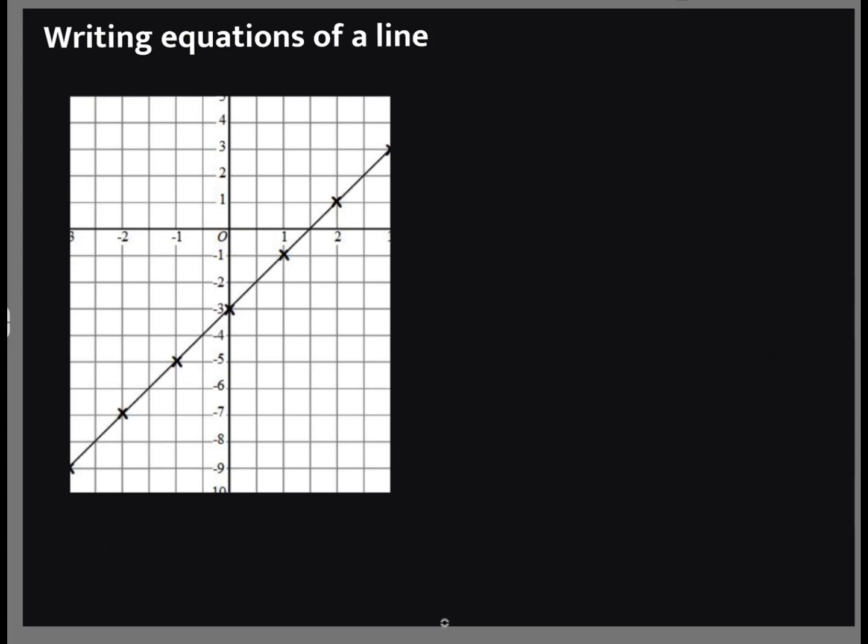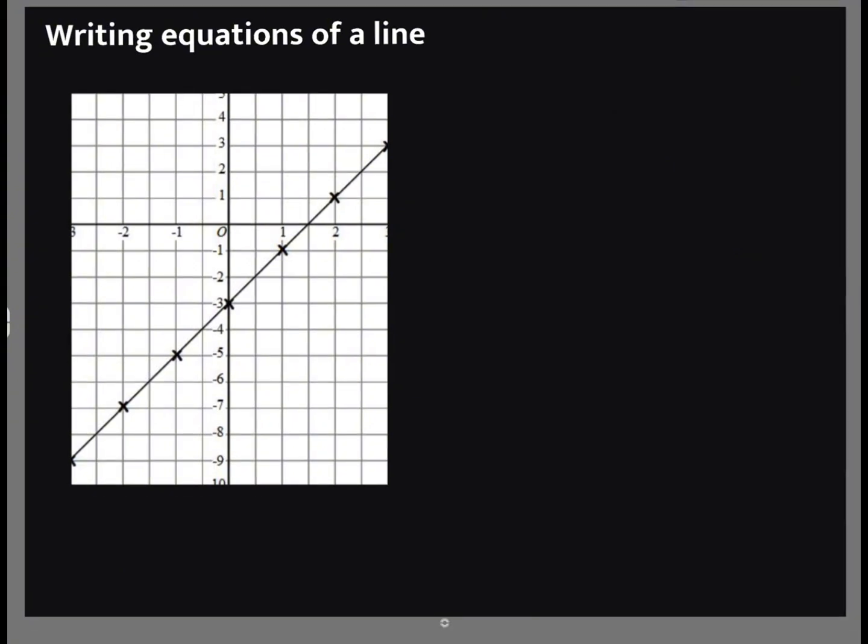Here's a little graph. Pause the video to find the equation on your own. We will discuss the answer at the end. Now let's discuss the answer.